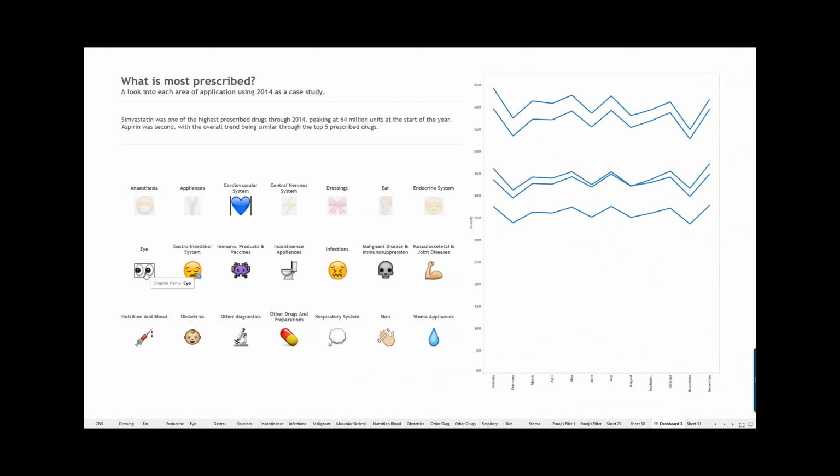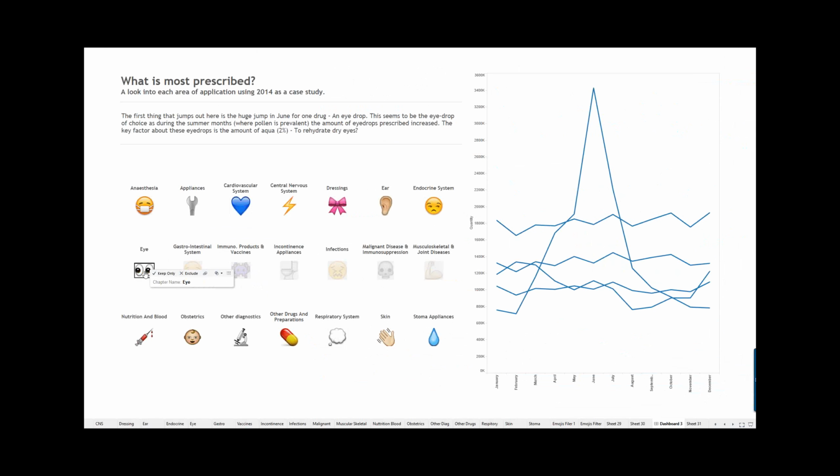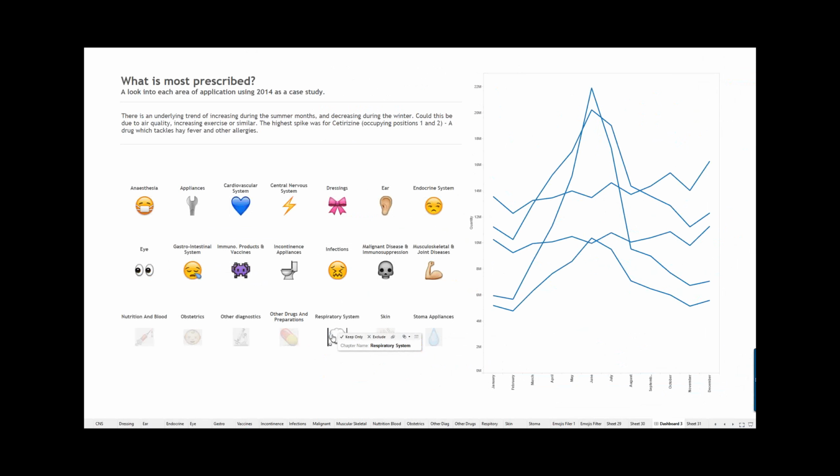Which one was it you clicked? Sorry. So people like myself who suffer from hay fever, I go tablets, I don't go eye drops, but you can see that there's specifically one there. Were there any other areas that had sort of an annual trend? Respiratory systems have a similar increase, but this was to do with allergies as well.